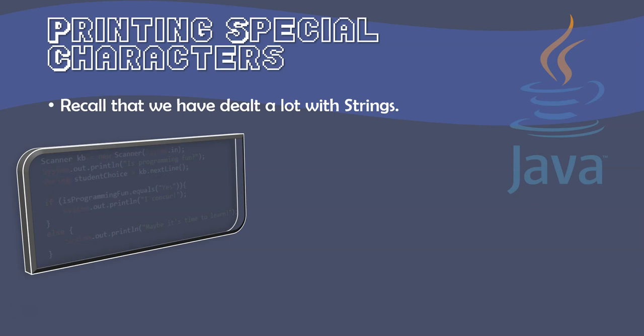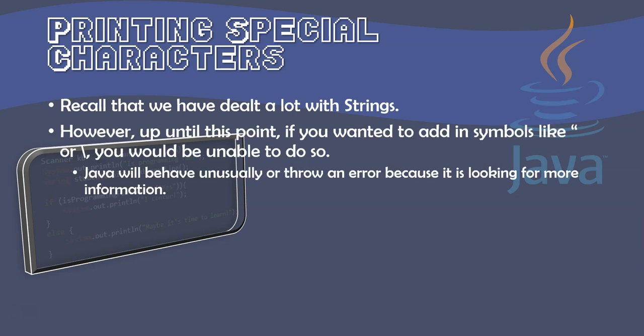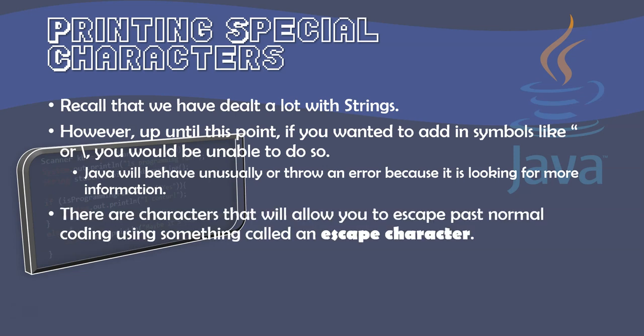All right, and we have dealt with a lot of different things with strings. We can see how methods have worked on them. We can see how concatenation can work with them. But if we wanted to put in something, let's say like a quotation mark or a slash, we would find that we'd be unable to do so. Java would probably behave kind of unusually for what we would expect, or could even throw an error because it's looking for more information. So these characters need a little bit extra if I want to put like a quotation mark or a slash in them.